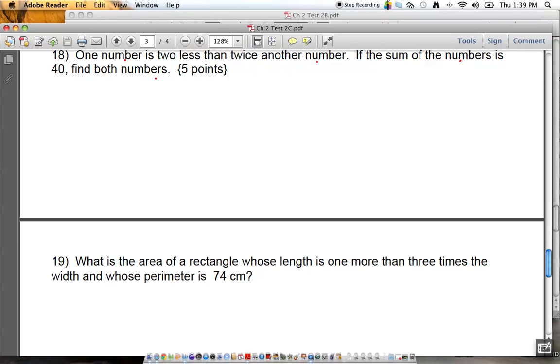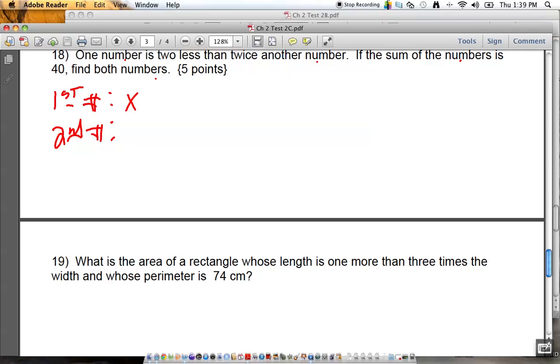2. So the first thing I'm going to do is go over here and write first number and second number. What do I always let the first one be? X. X or N, I don't care, whatever you want to use. We'll just say it there. All right, so now we can get to work here.